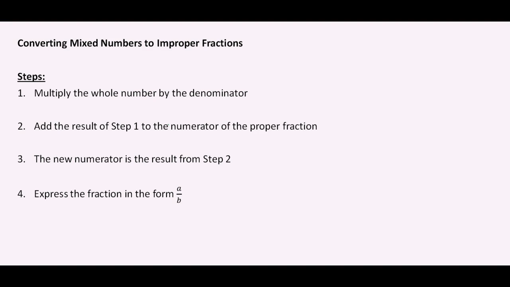So to convert a mixed number to an improper fraction, what we're going to do is multiply the whole number by the denominator. Then we'll add the numerator to the result from that computation. And the numerator is what we get from step 2, and then we're going to express the fraction in the form a over b, and an important thing to note here is that a must be greater than b.